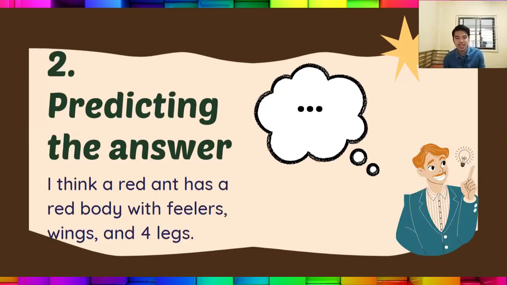Number two is predicting the answer. We usually begin it with "I think" or "for me." Like, I think a red ant has a red body with feelers, wings, and four legs. So you're going to try to answer your own question. I think the red ant has what color of the body? I think it's going to be red. Do they have feelers? I think yes. Do they have wings? I think yes. Do they have legs? I think yes. How many legs? I think four. So in predicting the answer, we usually use the phrase "I think."